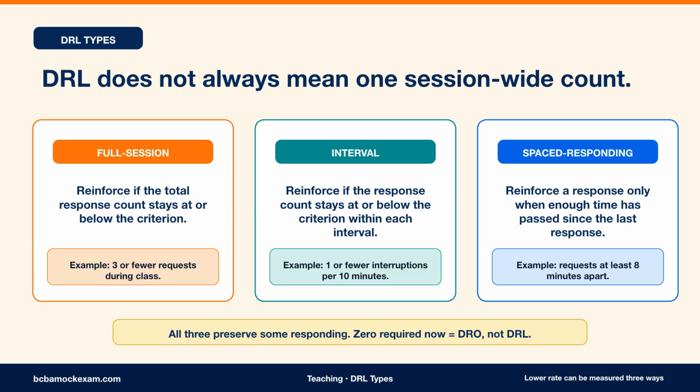DRL can use a full session count, a non-zero interval count, or a minimum time between responses. These formats look different, but all preserve some responding at a reduced rate. Do not classify by the presence of a timer. Ask whether the criterion permits the response and reinforces a lower rate.